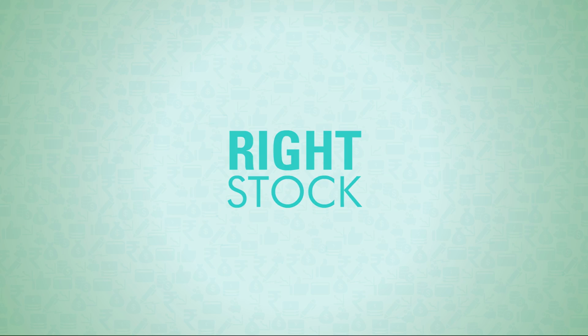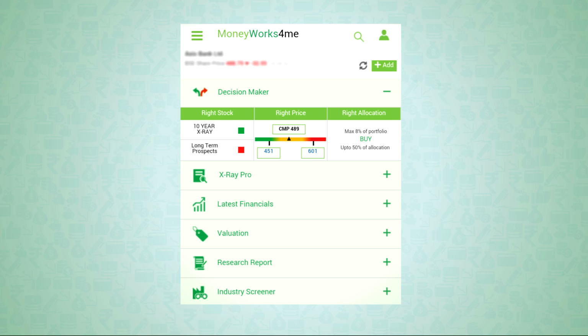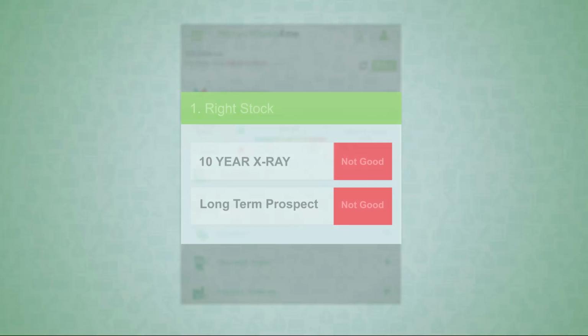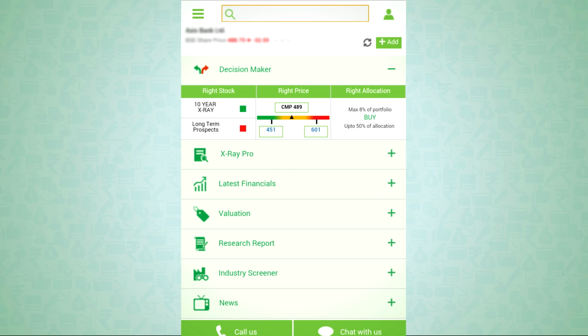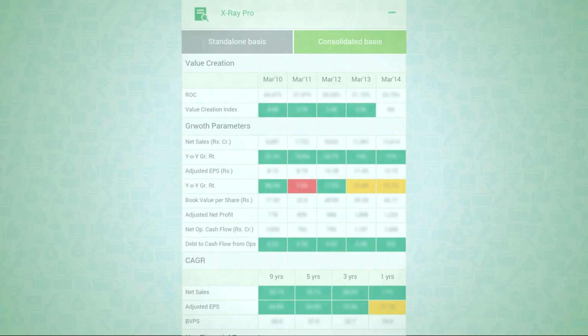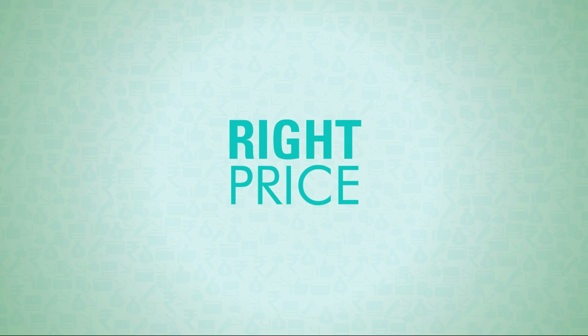Which is the right stock? You will know whether a stock is the right stock through these colored boxes. These are color-coded based on its performance over the last 10 years and its future prospects. Green is very good, orange is somewhat good, and red is not good. You must invest in stocks that are either both green or green and orange. Red stocks should be avoided. To know the main reason behind the color coding, you can search the company name that will fetch you the financial X-ray.